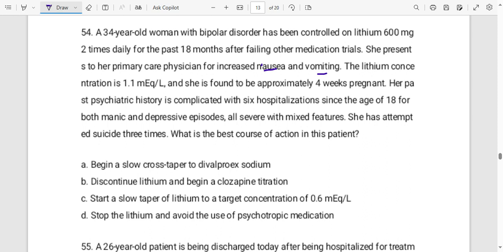Begin a slow cross taper to divalproex sodium, discontinue lithium, and begin a clozapine titration. Start a slow taper of lithium to a target concentration of 0.6. Stop the lithium and avoid the use of psychotropic medications. Anyone that can help us with this one? Anyone? Pardon? B. Why would you go for B, doc? Discontinue lithium and begin a clozapine titration.